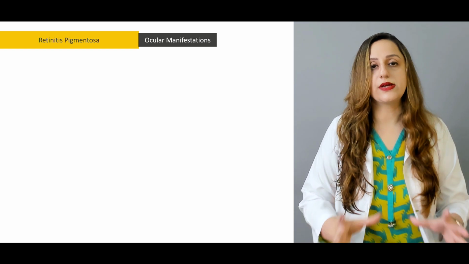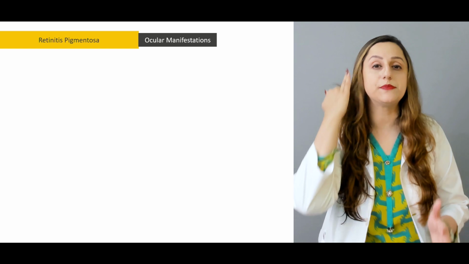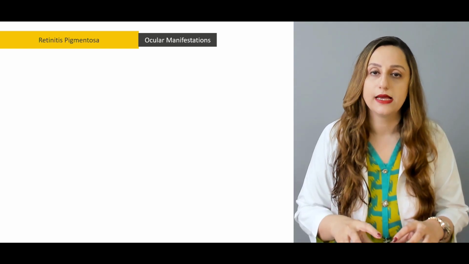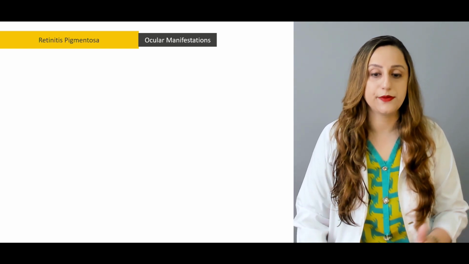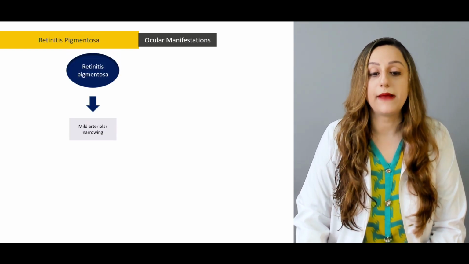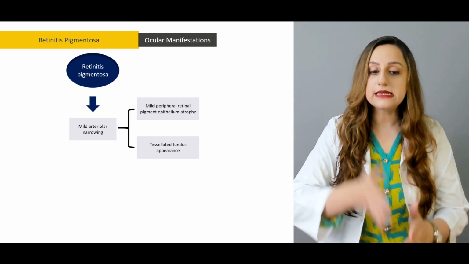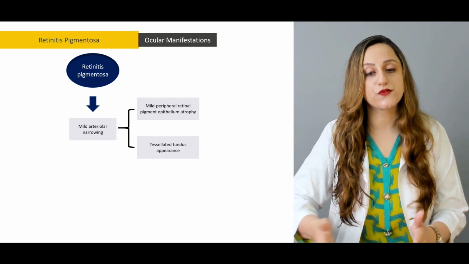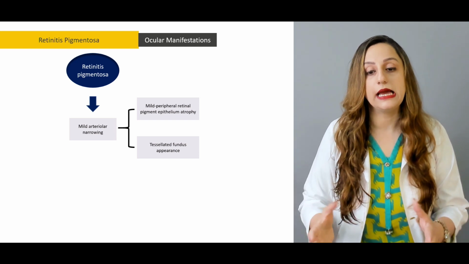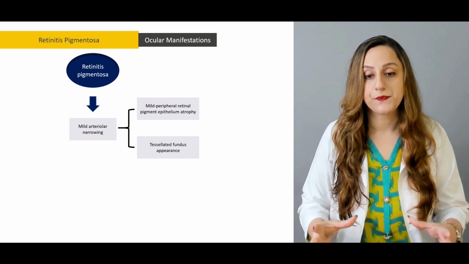Once the retinitis pigmentosa has manifested in these individuals, there are going to be particular ocular manifestations seen in this patient. You're going to look for the mild arteriolar narrowing, as we were talking about, and this mild arteriolar narrowing is furthermore going to result in mild peripheral retinal pigment epithelium atrophy.